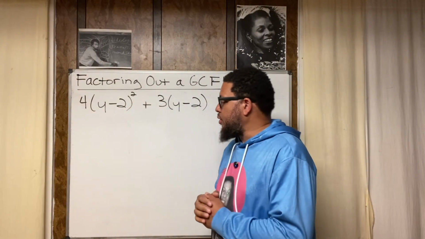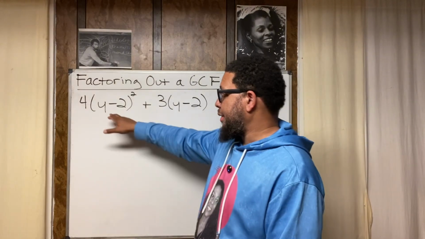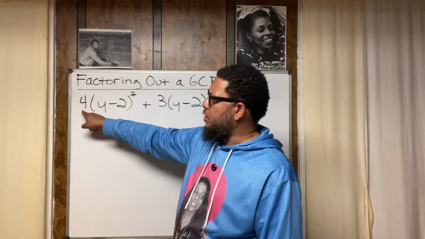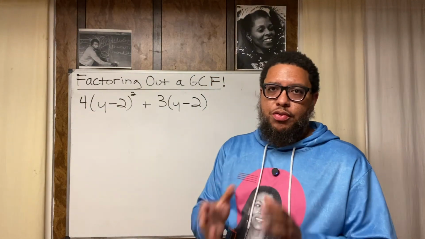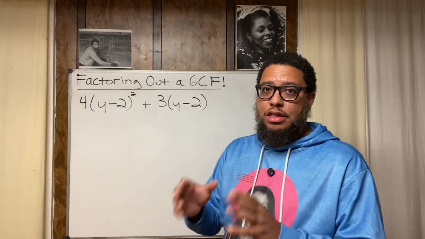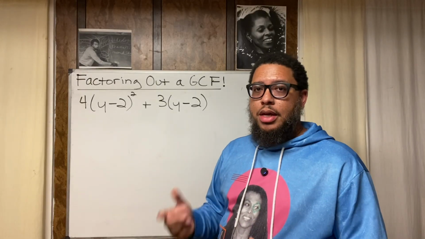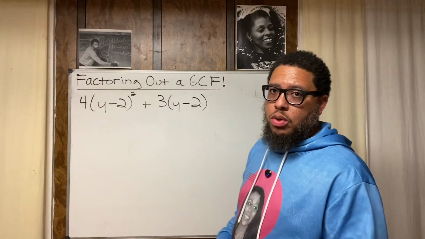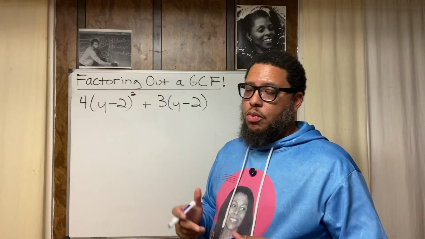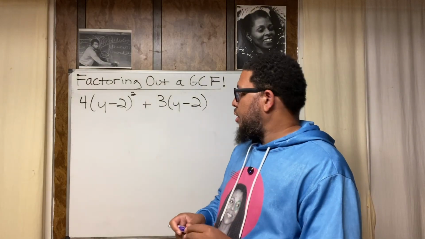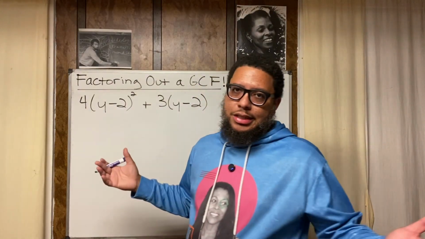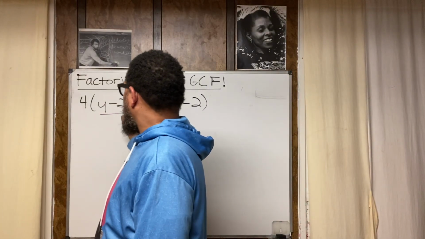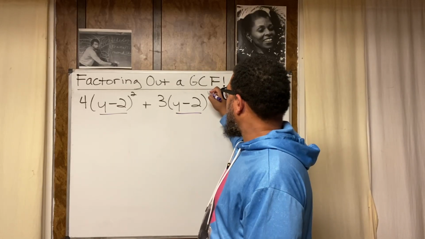So then you look at each term and you say, okay, what do they have in common? I see a y minus 2 right here, and I see a y minus 2 right here. The coefficients are 4 and 3. 4 and 3 are what we call co-prime, also known as relatively prime, meaning their greatest common factor is positive 1. So when we talk about what the GCF is, the 4 and the 3 aren't relevant really, because their GCF is just 1, and 1 doesn't really change anything. But you got a y minus 2 here squared and a y minus 2 to the first power.